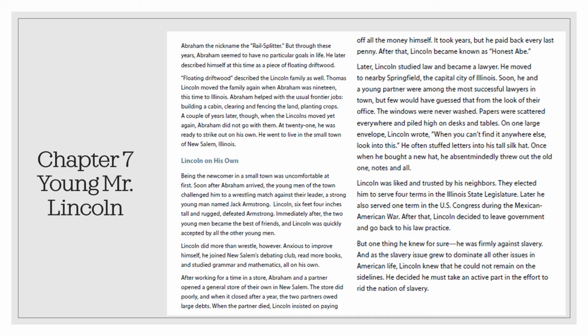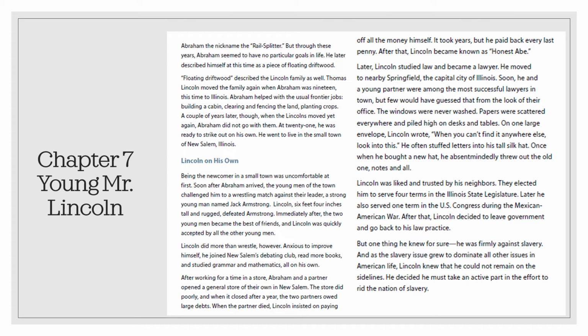Abraham helped with the usual frontier jobs, building a log cabin, clearing and fencing the land, planting crops. A couple of years later, though, when Lincoln moved yet again, Abraham did not go with them. At 21, he was ready to strike out on his own. He went to live in the small town of New Salem, Illinois.